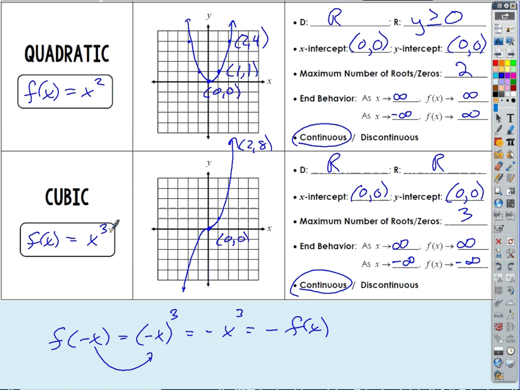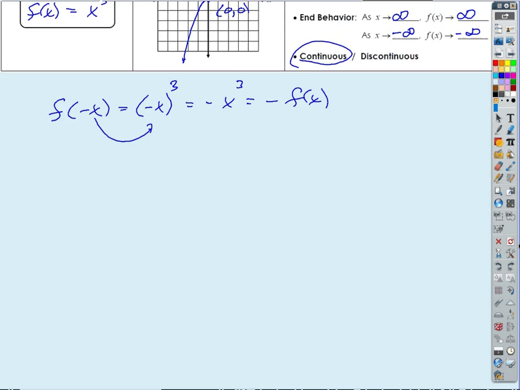Okay, so we can do it 2 ways. Let's show that. Negative x cubed is the same thing as negative x times negative x times negative x, is one way to look at it. What's negative x times negative x? Positive x squared, right? So positive x squared times negative x, negative times positive is negative, and x times x squared is x cubed. I got that. How does f of negative x equal negative x cubed?